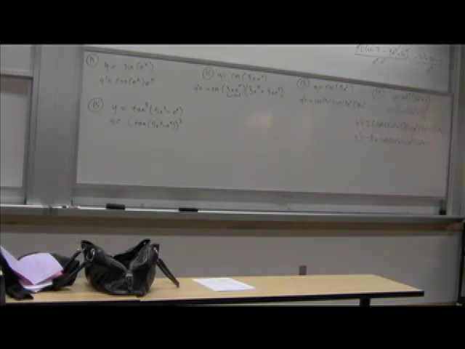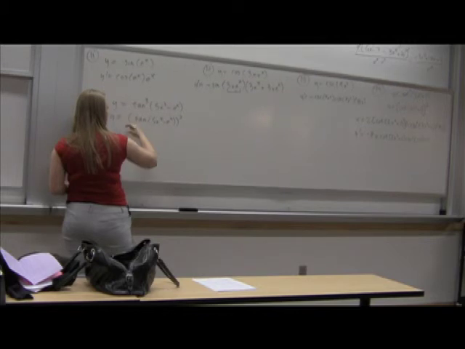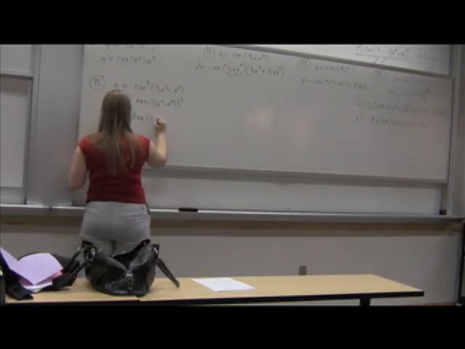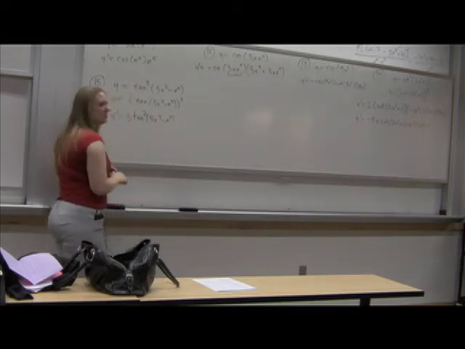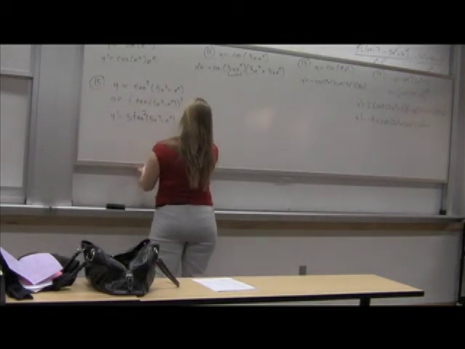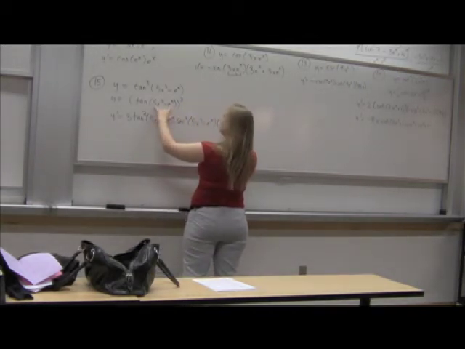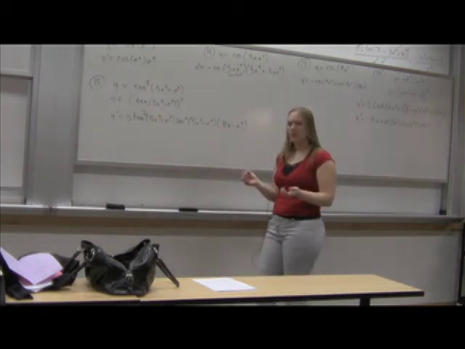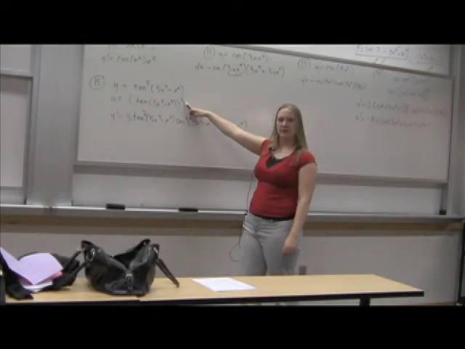Okay. Are you guys ready? So we're going to say the 3 comes down. The tangent stays there. And it's squared. What's the derivative of tangent? Secant squared. And then we have to do the derivative of 5x squared and e to the x. Yes? Subtracted 1 from the power?